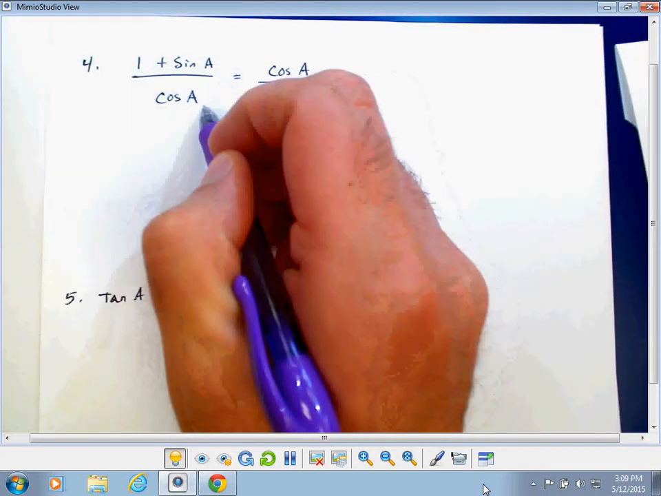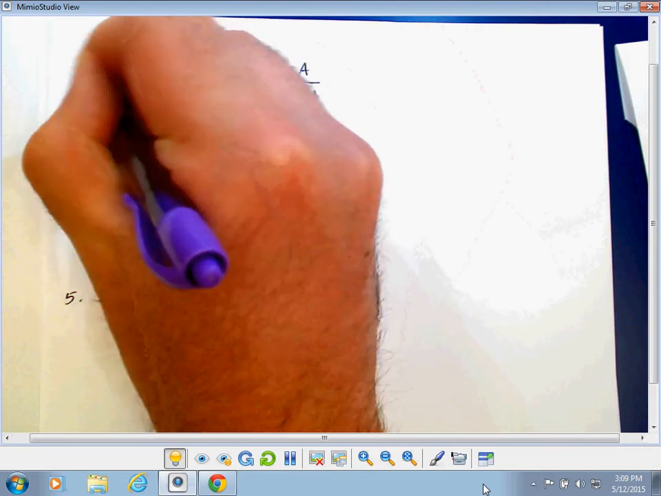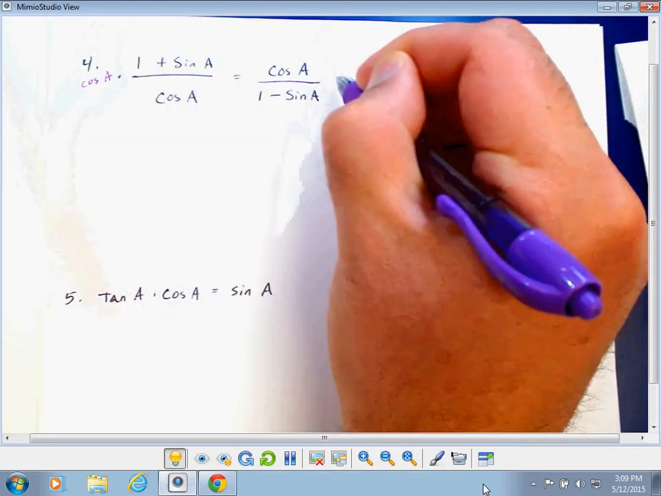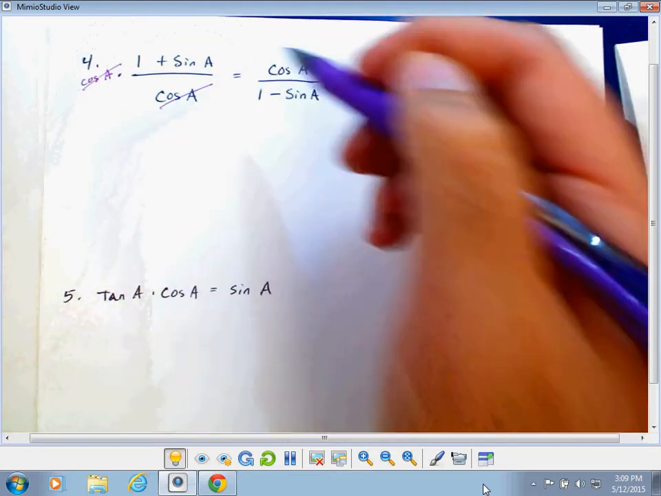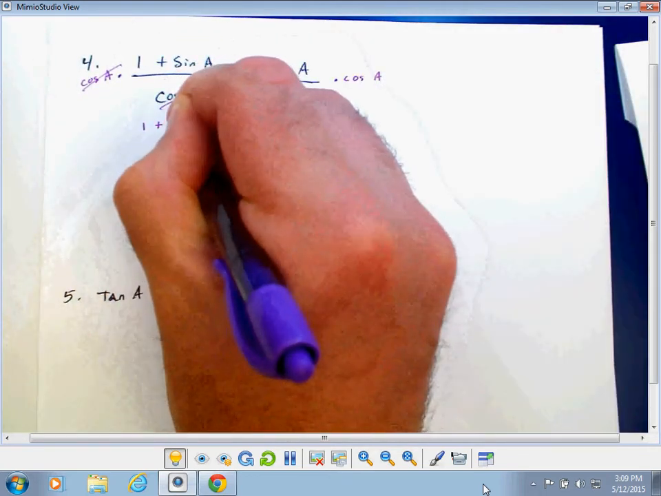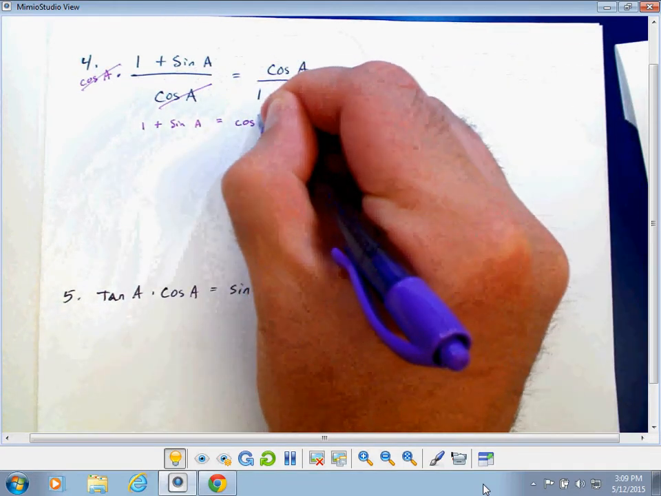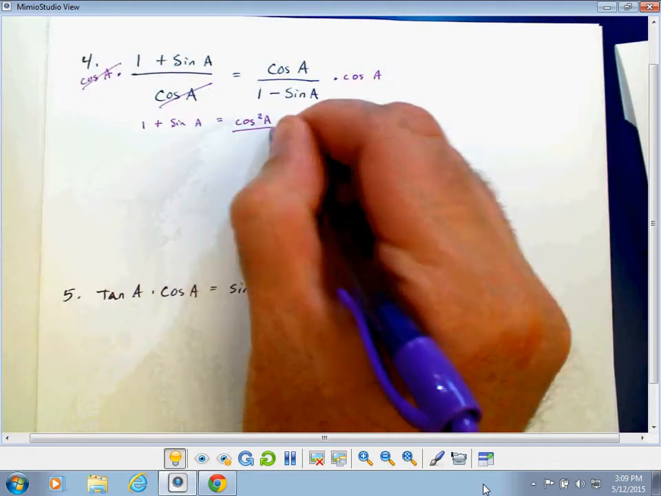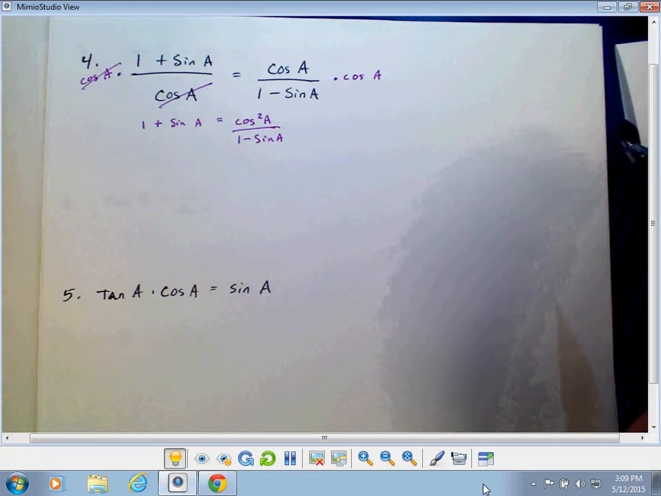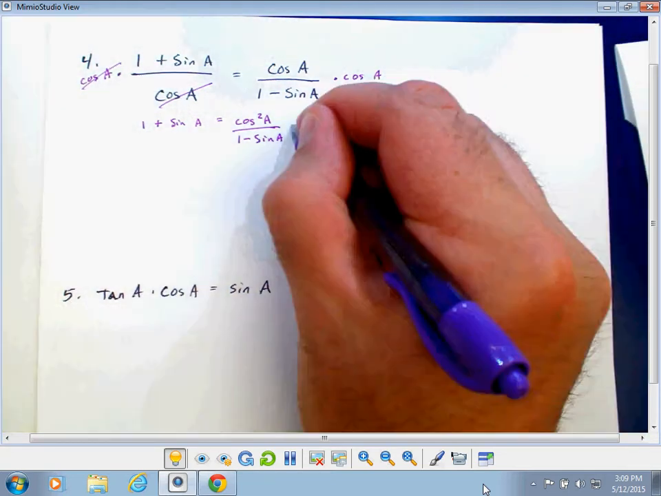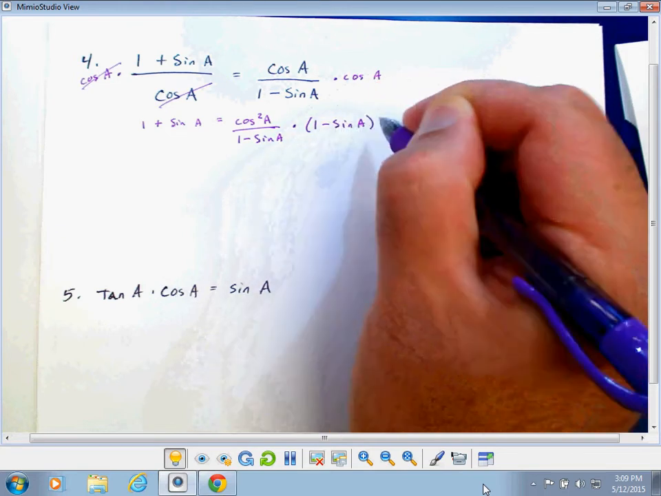I would look at this and say, wow, it would sure be nice to get rid of this cosine of A. So what I would do is multiply both sides of the equation by the cosine of A. And that would cancel these out and leave me with 1 plus the sine of A equals, okay, I got 2 cosines now, so it's cosine squared of A all over 1 minus the sine of A. But again, I don't really like that 1 minus the sine of A there either, so I'm going to multiply both sides by 1 minus the sine of A.